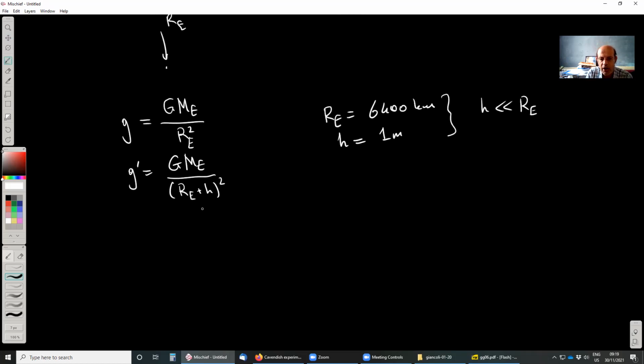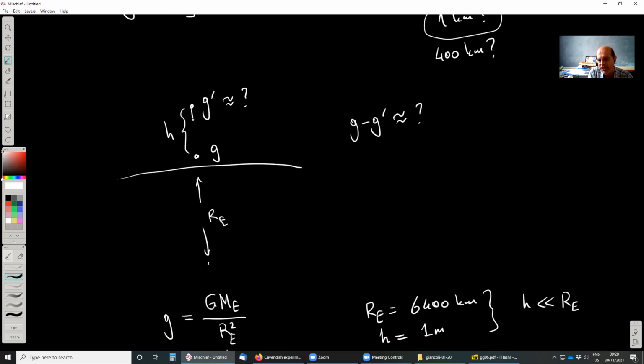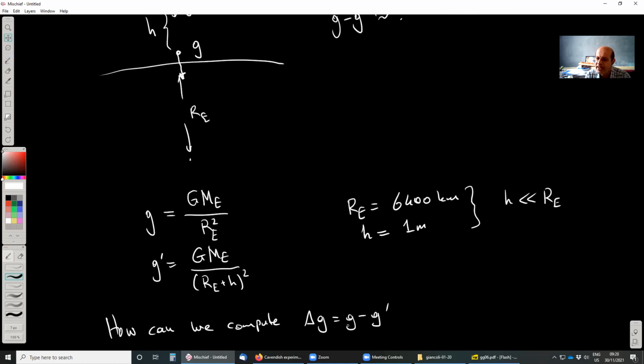All right. So how can we do this? So how can we compute delta g, right? So g minus g prime. Why do I subtract them like that? Because I know that this g prime is actually smaller than g. All right. So as a result, I get a positive value. Right. That's the reason why I do it like that. So that's basically the difference between these two quantities.